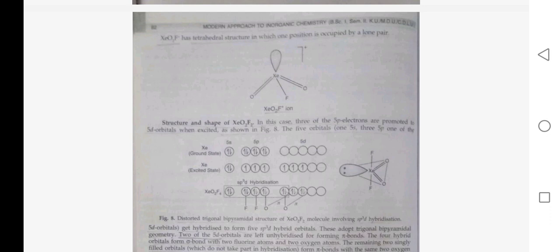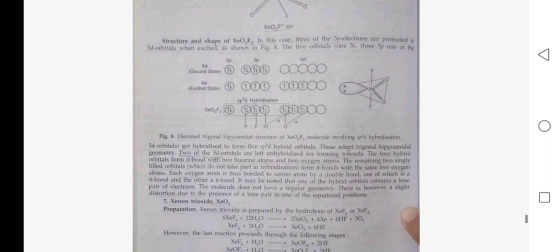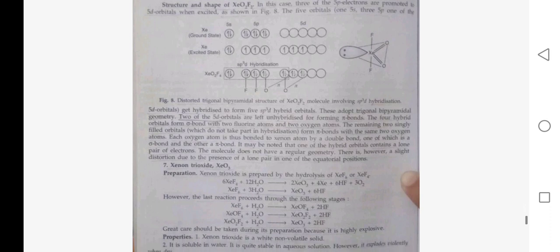Structure and shape of xenon dioxide difluoride. In this case, 3 of the 5p electrons are promoted to the 5d orbitals as shown. The 5s, 3 5p, and one 5d orbital undergo hybridization to give 5 sp3d hybrid orbitals. These adopt the trigonal bipyramidal geometry. 2 of the 5d orbitals are left unhybridized for forming pi bonds. The 4 hybrid orbitals form sigma bonds with 2 fluorine atoms and 2 oxygen atoms. The remaining 2 singly filled orbitals form pi bonds with the same 2 oxygen atoms.